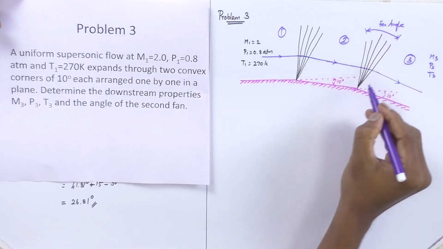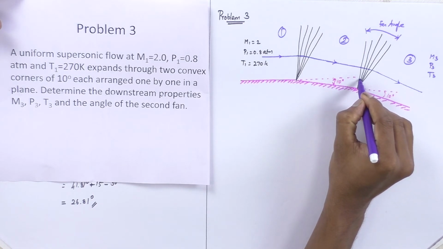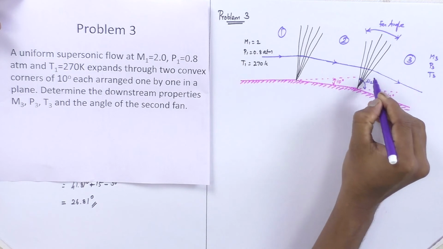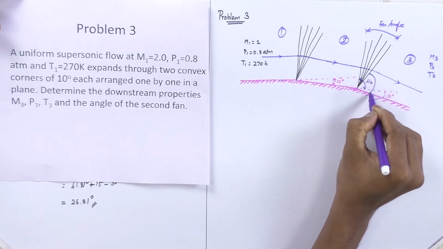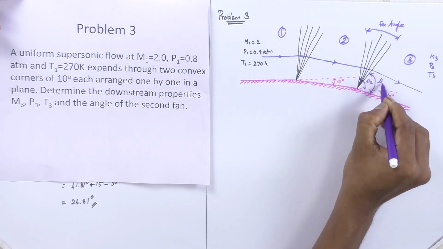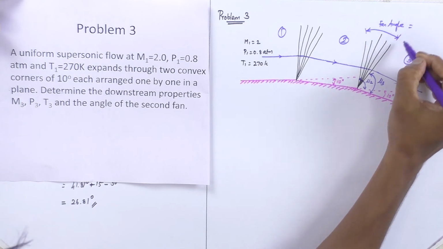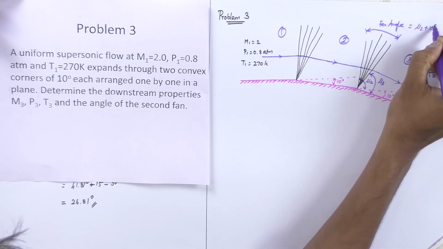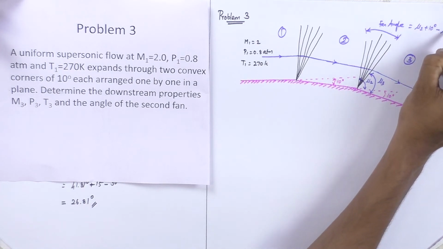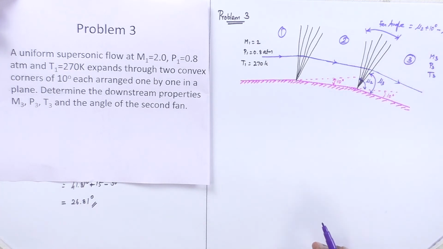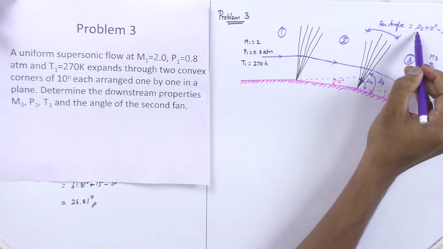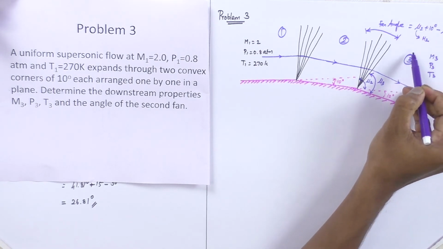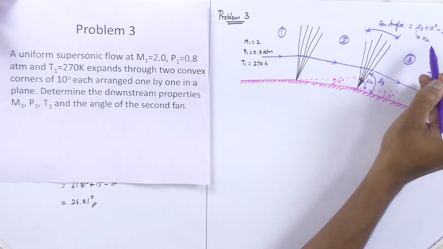To calculate this angle, we need this forward Mach line angle mu2 and this rearward Mach line angle mu3. So this angle will be equal to the summation of these two angles: mu2 plus 10 degrees minus mu3. To calculate the mu2 value, we need the M2 value. So first let us find out the M2 value.